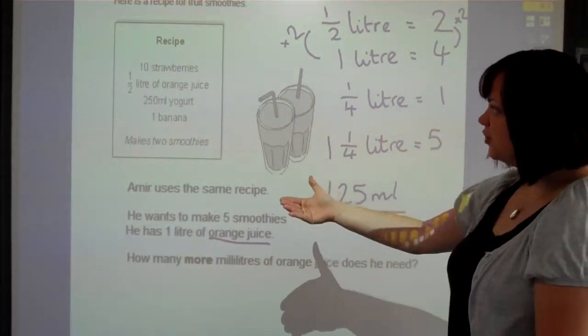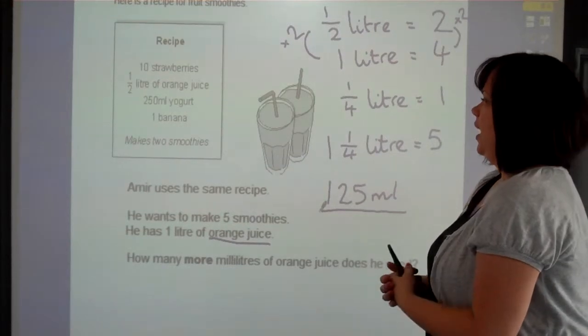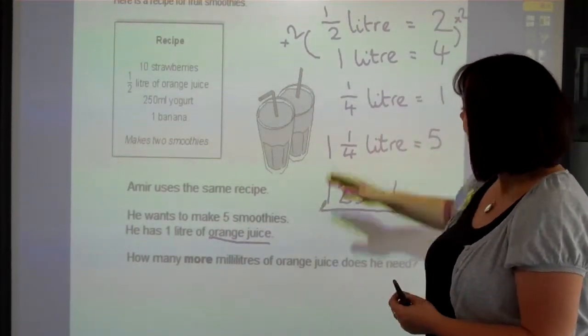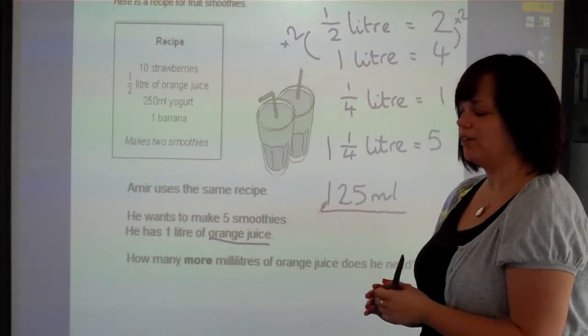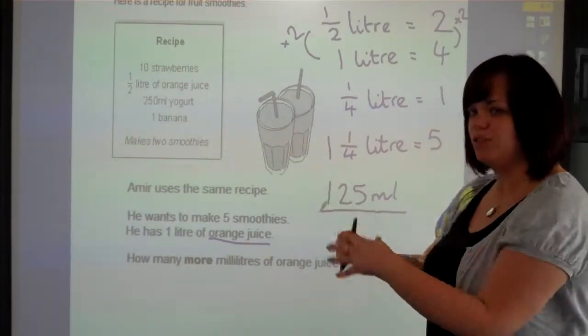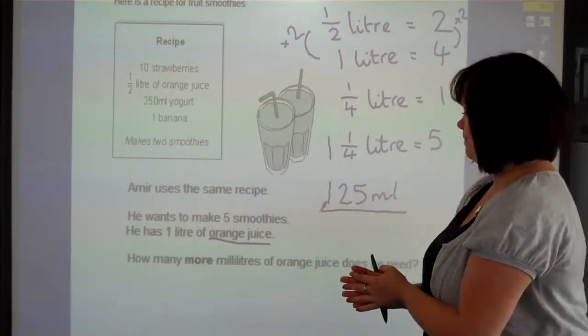Okay? So it was a ratio question, it was a multiplying question, and it was a millilitres and litres question. Okay? That's what makes it level 5, is that it uses lots of different maths. All right, that's it.